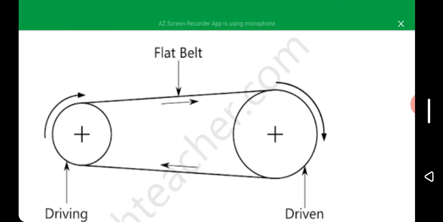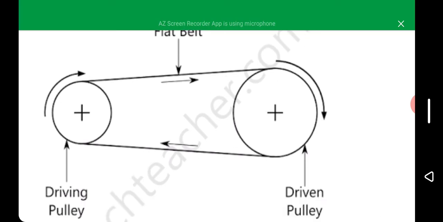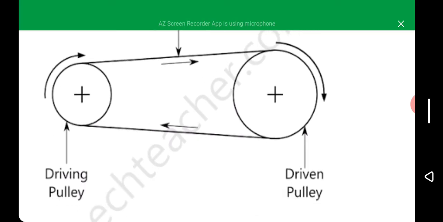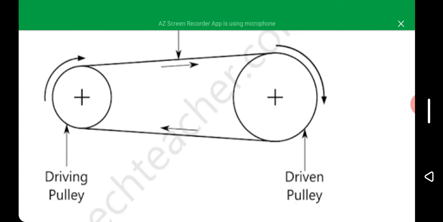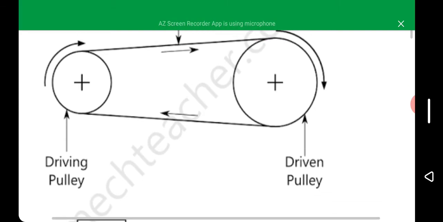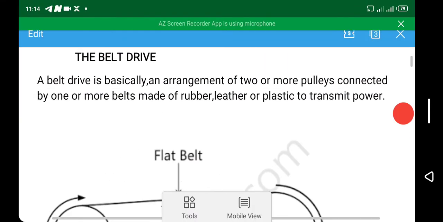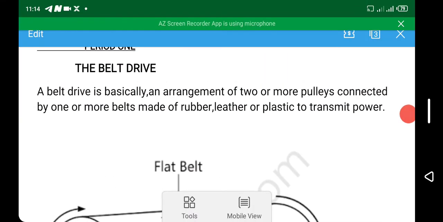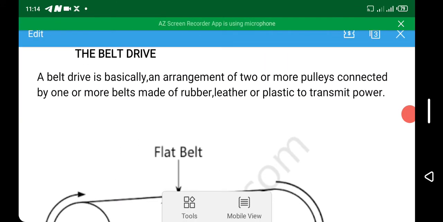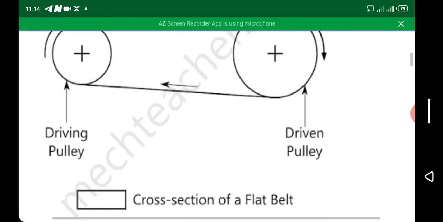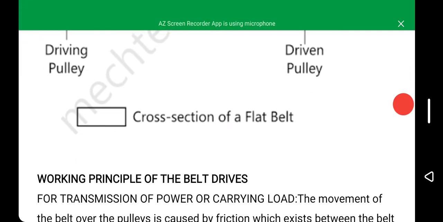So the figure above is an example of what? An example of belts. This is a flat belt, one of the types of belts. You can see the pulleys. You have two pulleys, and the rubber is used to tie them, and this is what will be transmitting the power. So that is a belt, an example, and this is an example of a cross section of a flat belt.